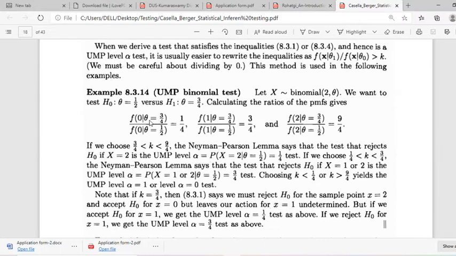F of 0. We are considering only the possible values of the binomial random variable, which are 0, 1 and 2, because it is given that X follows binomial 2 comma theta. So f of 0 comma theta 3 by 4 divided by f of 0 comma theta 1 by 2. So what will be the answer? Here we will have 2C0 (3 by 4) raised to 0 into (1 minus 3 by 4) raised to 2.